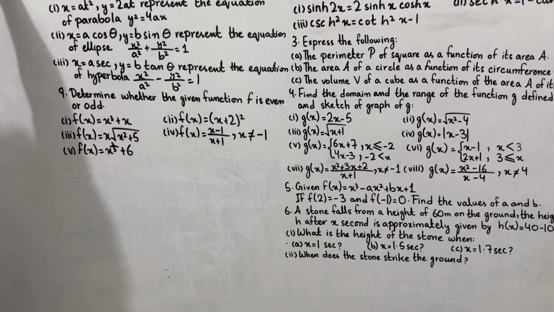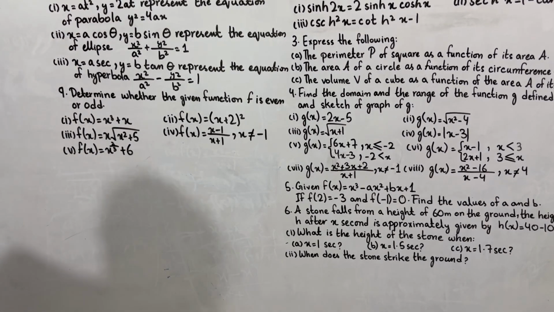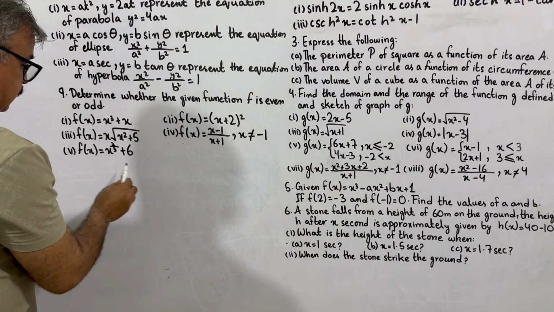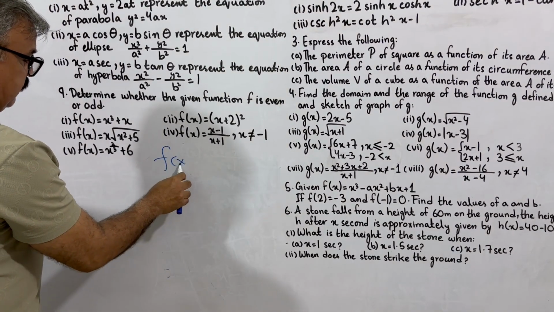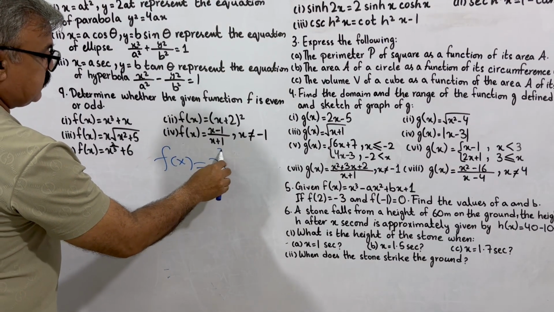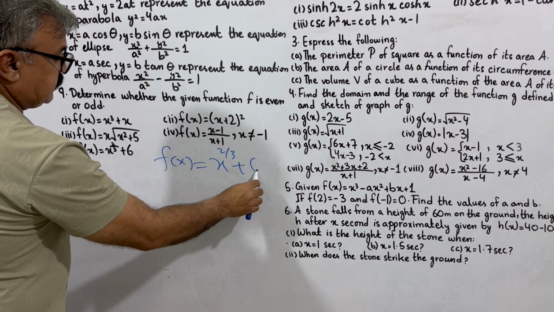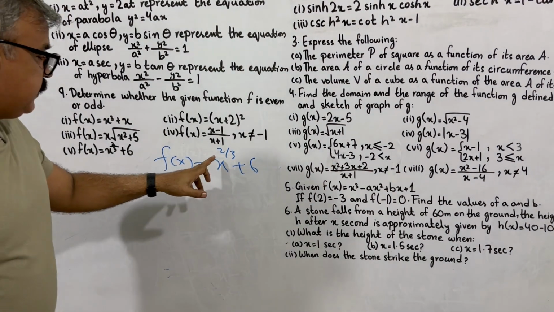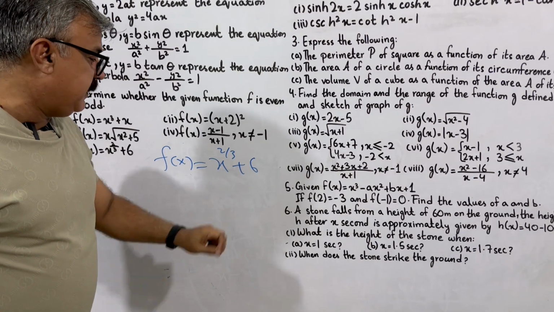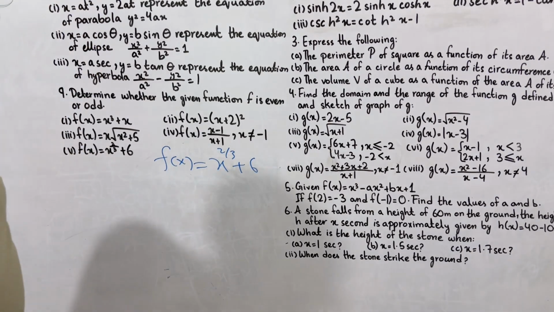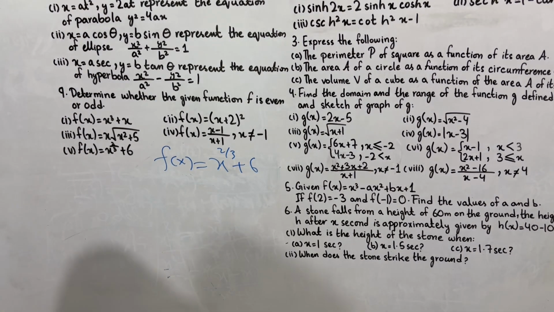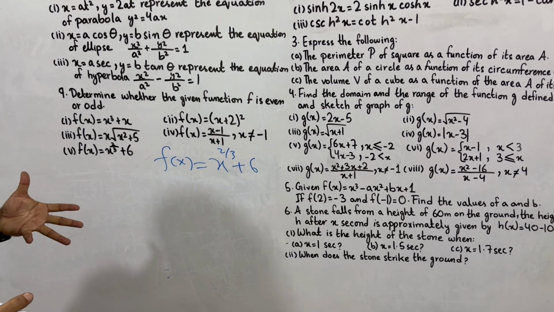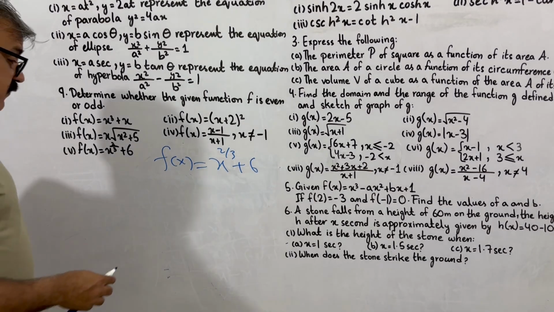Another good question, cumbersome, a teaser for students. Why is it a teaser? f of x equals x raised to 2 over 3 plus 6. Owing to the power of the fraction, it is hard to decide whether it is even or odd, or how to handle it. Let's see and find out.